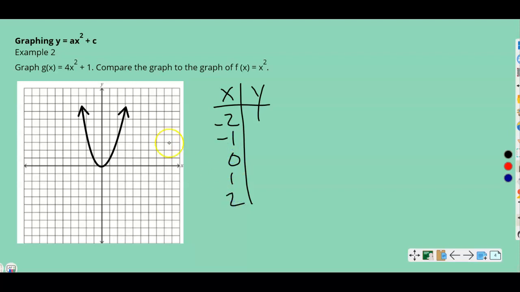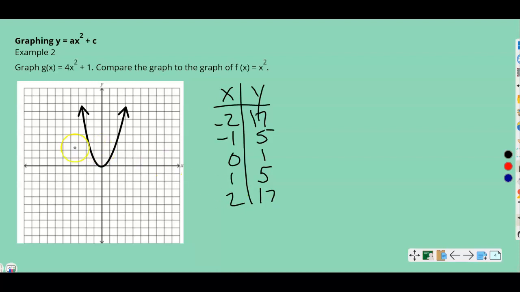All right, and then you have to plug your x's in to find y. So -2 squared is 4. 4 times 4 is 16, plus 1 is 17. -1 squared is 1. 1 times 4 is 4. 4 plus 1 is 5. 0 times anything is 0, plus 1. 1 squared is 1, times 4 is 4, plus 1 is 5. 2 squared is 4, times 4 is 16, plus 1 is 17. So that quickly gives us some points that we can use to graph.